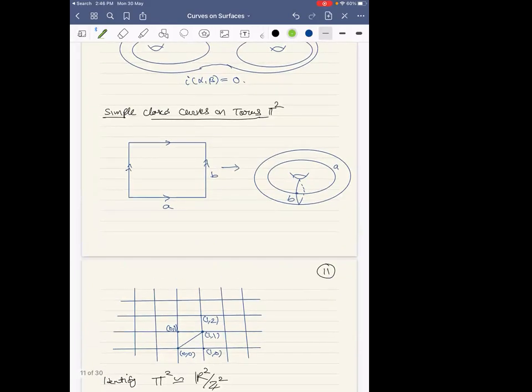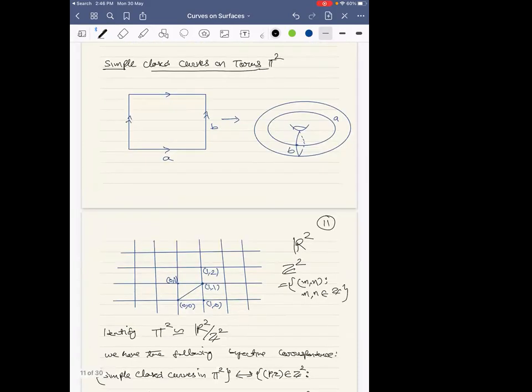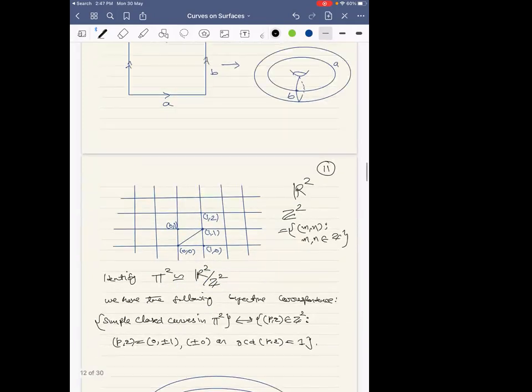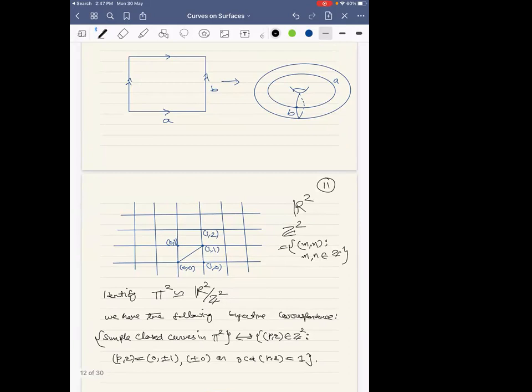Another way to look at it is you look at R2, and on R2 you look at this lattice Z2. Just look at this lattice, right? So this is like (m, n), where m, n belong to the integers. You can realize the torus simply as the quotient of R2 by Z2. And so we will be using this identification here.